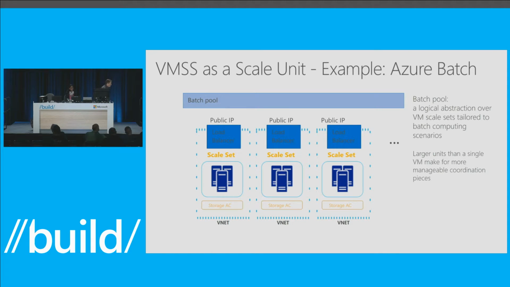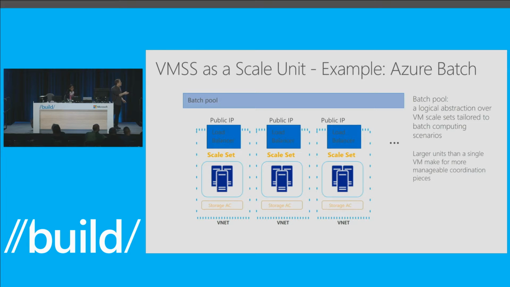Another thing you can do is, if 100 virtual machines is not enough, now we've got customers running with 1,600 cores. They're using D14s and 100 virtual machines. But if you want more, a good example of this is Azure Batch. They create a batch pool which can be many thousands of cores. And they use a VM scale set as a scale unit. So they just create something very stable, like one public IP, a load balancer, a scale set, one storage account, one VNet. And then they can build these up like bricks in a wall. So they find that the batch pool just becomes a logical abstraction over a set of VM scale sets.